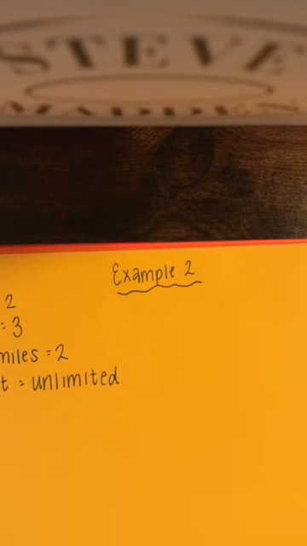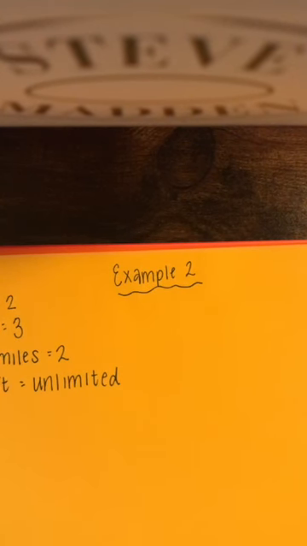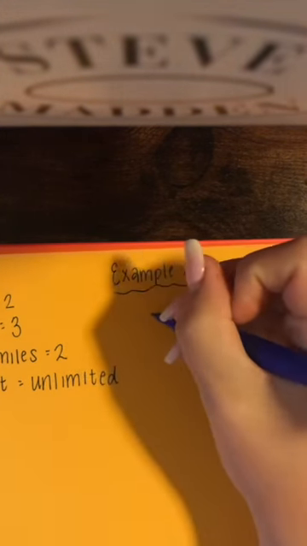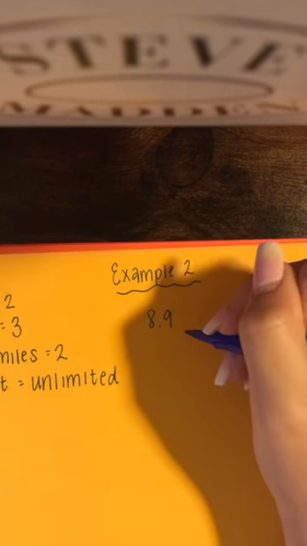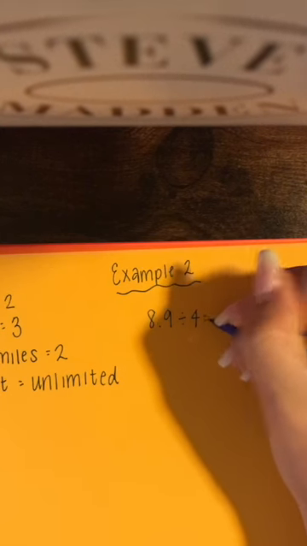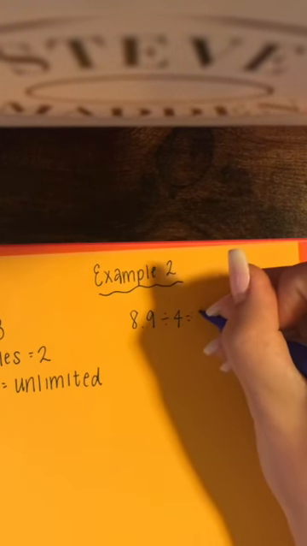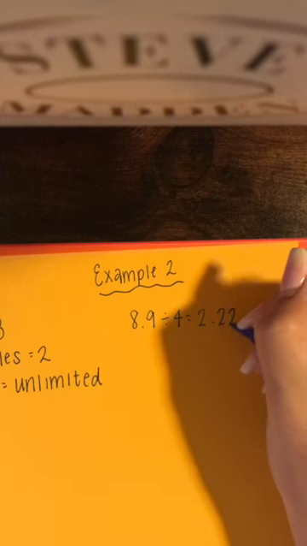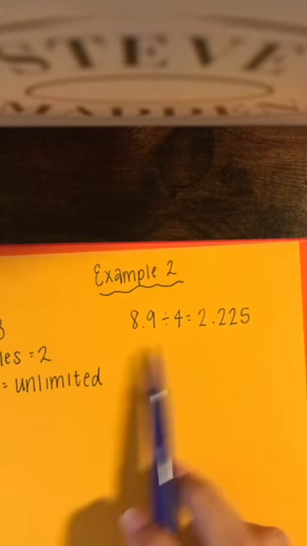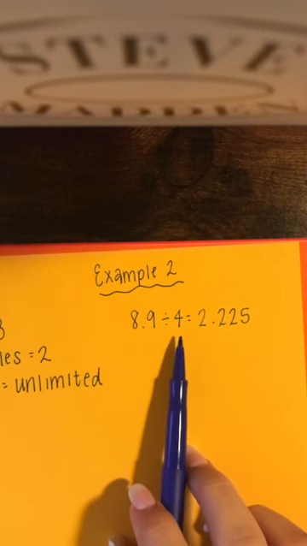So, for example 2, it is asking if the segment at the beginning of the lesson is divided into 4 equal segments, what would be the length of each segment? At the beginning of the lesson, the segment was 8.9 centimeters long. So we want to divide it into 4 parts. So we'll just divide by 4. And then after you do your division, you will get 2.225.